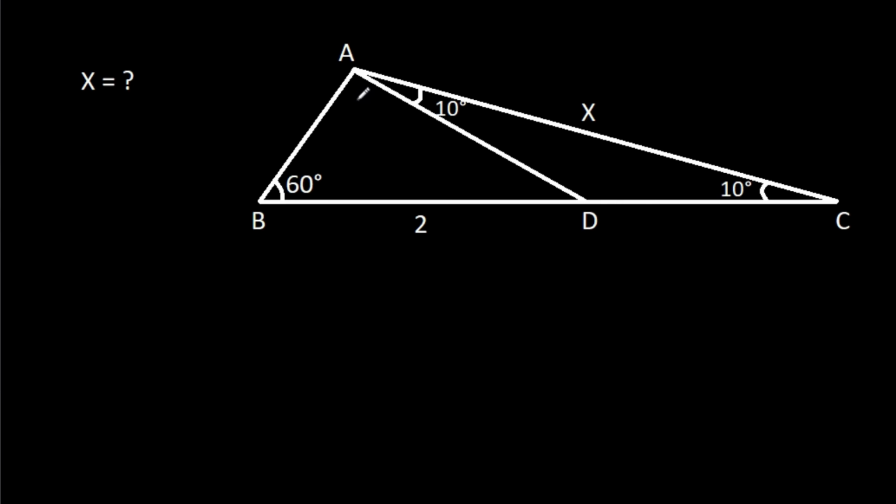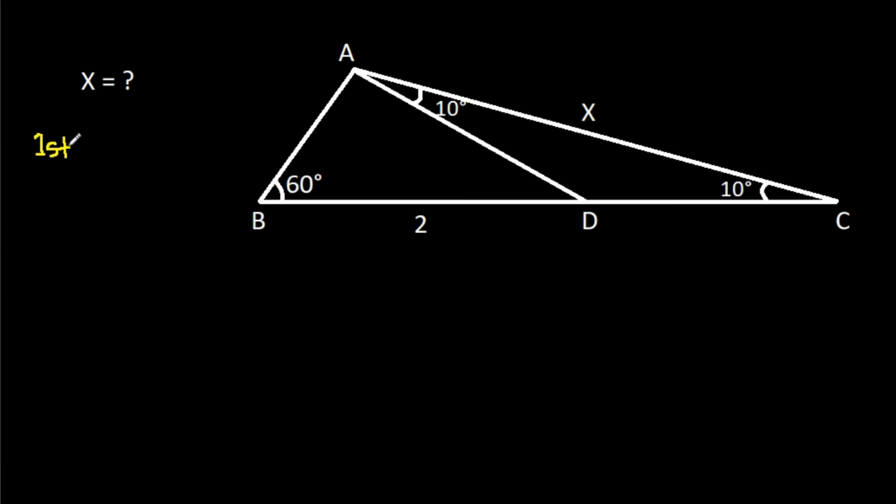In this video, we have been given that angle ABD is 60 degrees, angle ACD is 10 degrees, and angle CAD is 10 degrees, and BD is 2, AC is X. Then we have to find X.